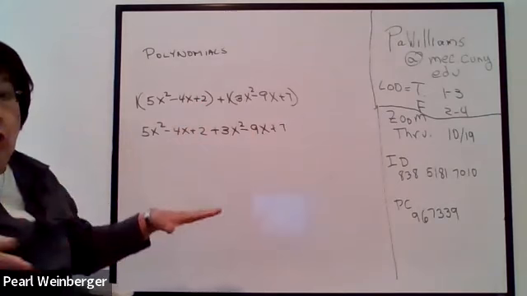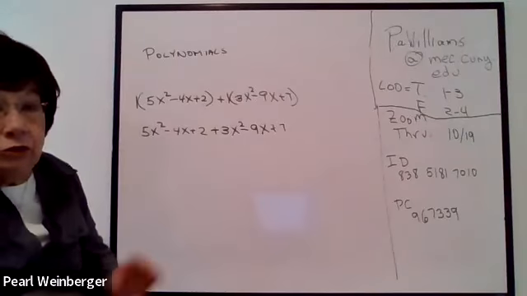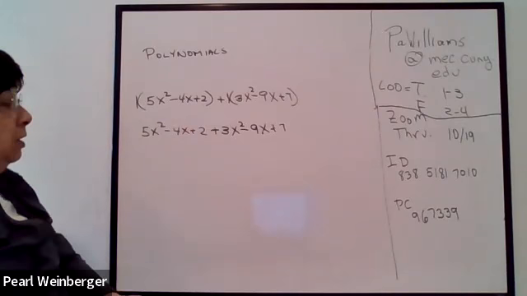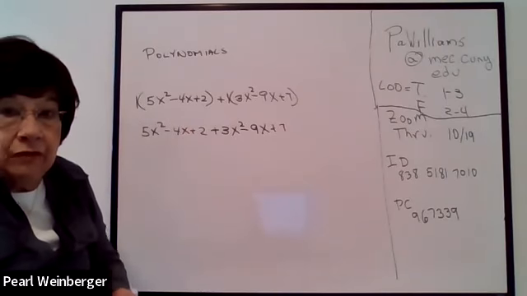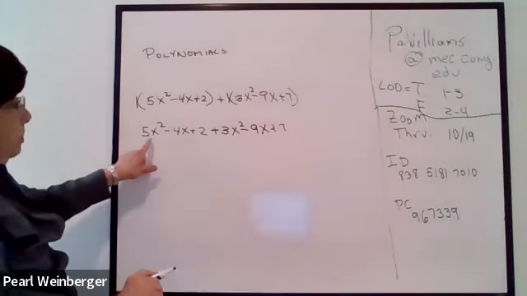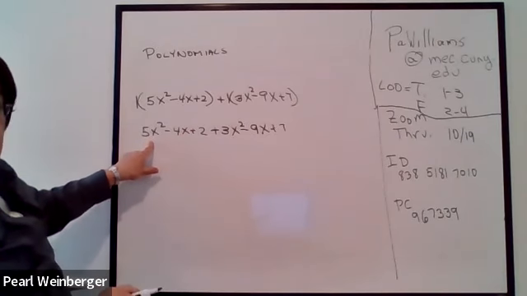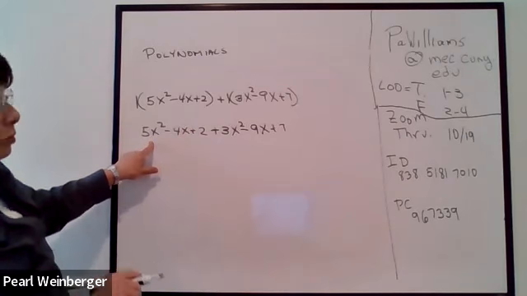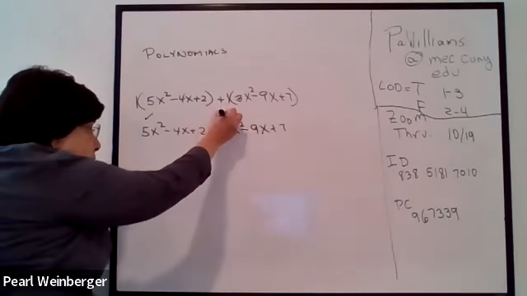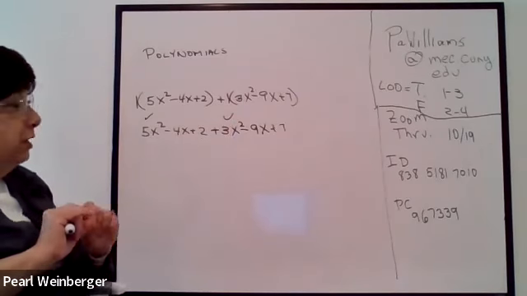Now, when you have no more parentheses or brackets or anything, we're going to look to see if we have any like terms to combine. So my first term I see is a 5x squared. The only thing I can combine 5x squared with is other x squared terms. So here's my x squared term. My next x squared term is this 3x squared. Nothing else is an x squared. Those are the like terms.